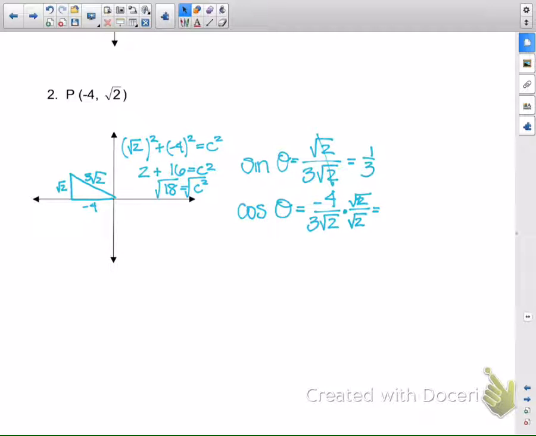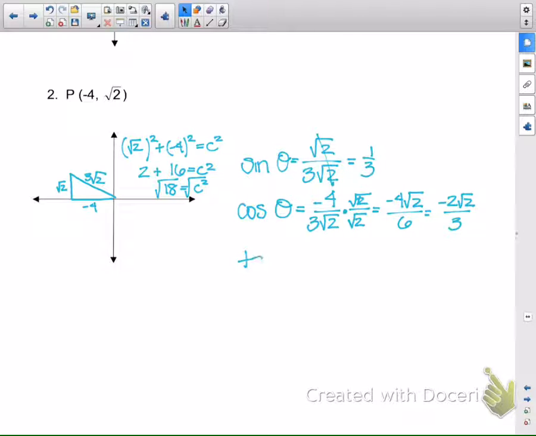If I do that, that gives me -4 root 2 over, what number am I going to get on bottom? 6, because root 2 times root 2 is 2, and then times 3 gives me 6. Finally, I reduce any numbers outside the square root, which in this case is -2 root 2 over 3. Good.